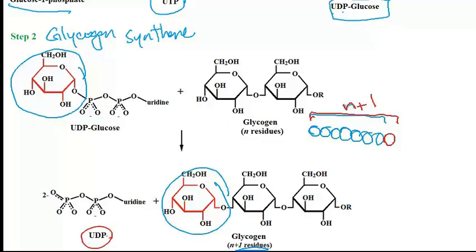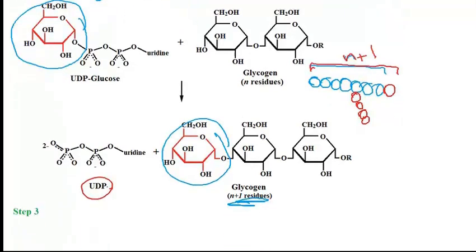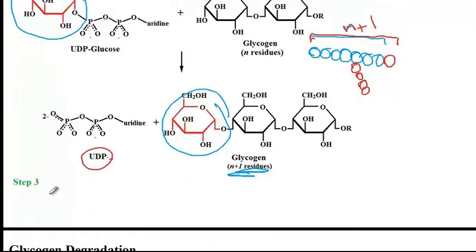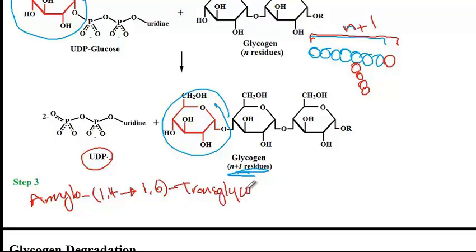And then finally, in order to make branches, we need a third enzyme, and that's the step 3 that is listed here. So here we have the enzyme amylo 1,4 to 1,6 transglycosylase, which catalyzes the branch formation by cleaving the alpha amylose chain at the 1,4 linkage.